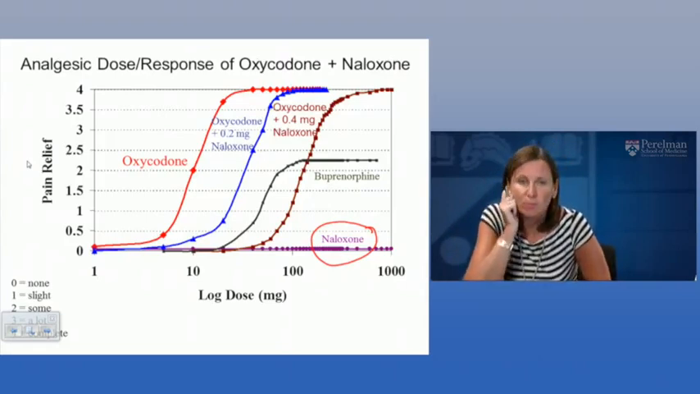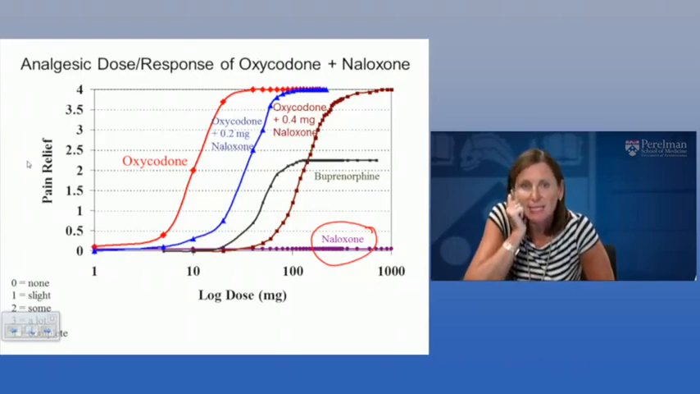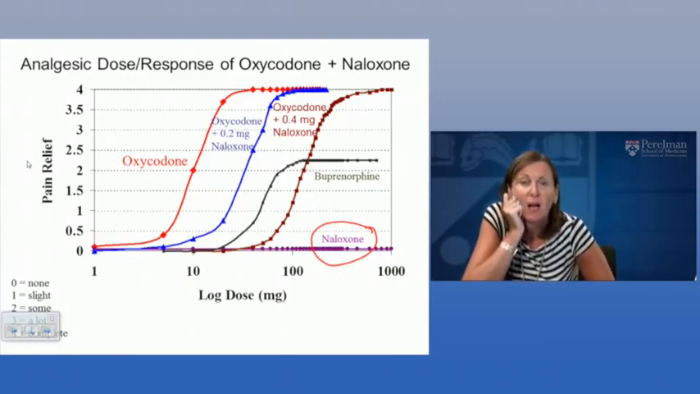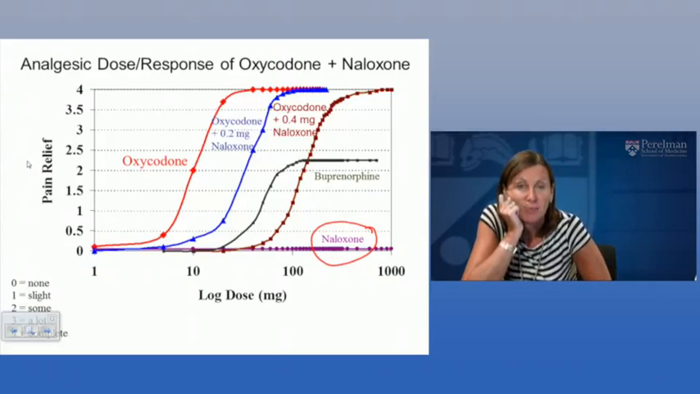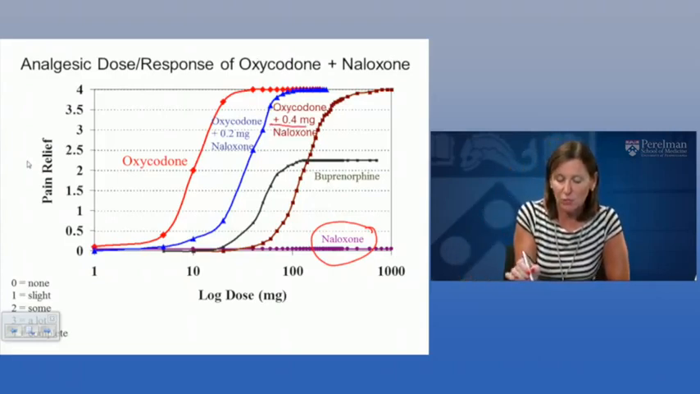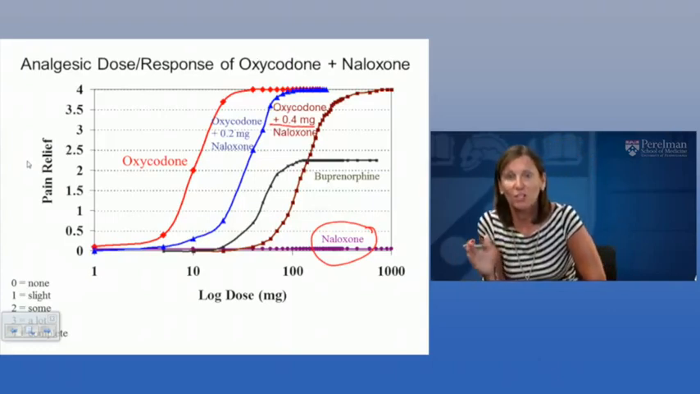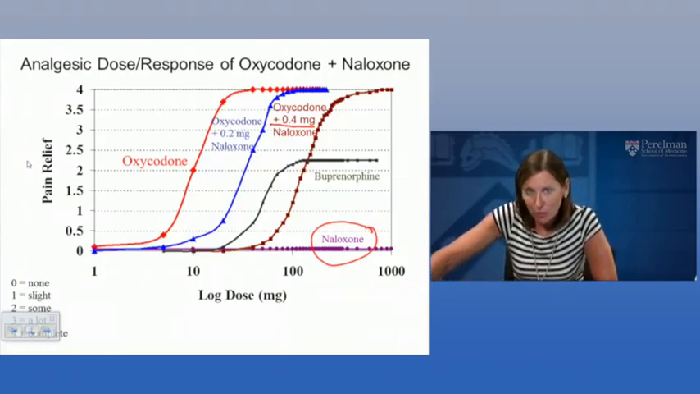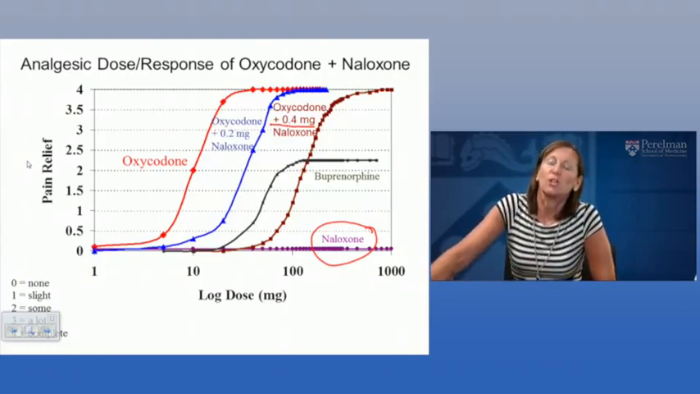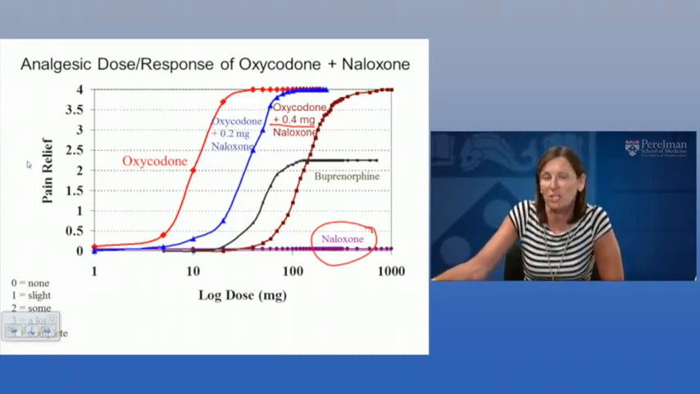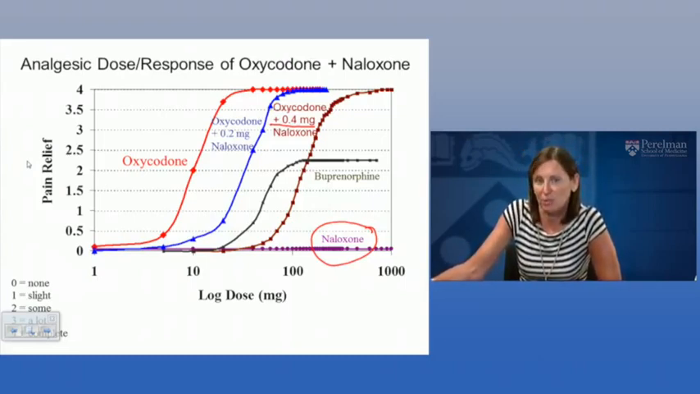It reduces the potency. It doesn't change the Emax, and you can overcome it. If you increase the dose of oxycodone, you will overcome the antagonism of naloxone because it is a competitive antagonist. Here you see an increasing dose of naloxone, shifting the curve further to the right, representing that as you increase the dose of the naloxone, you get an ever-increasing antagonism of the effect of oxycodone on the opioid receptors.